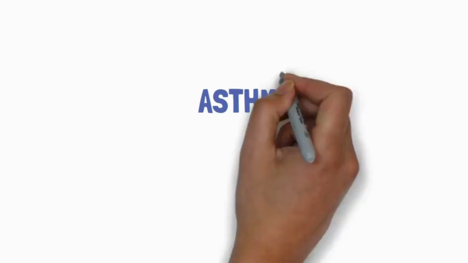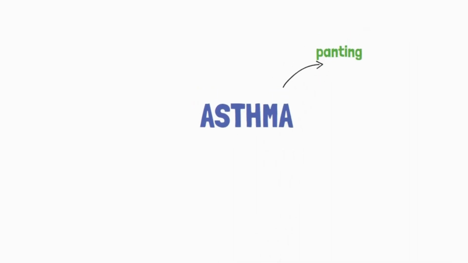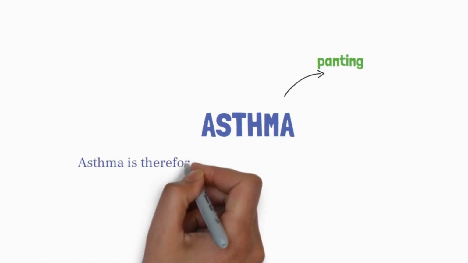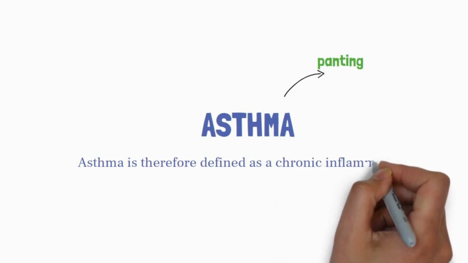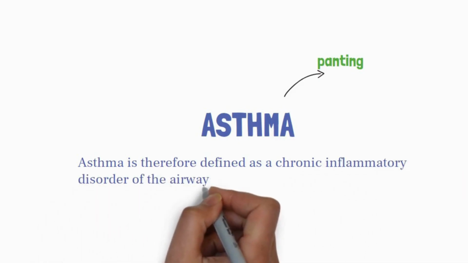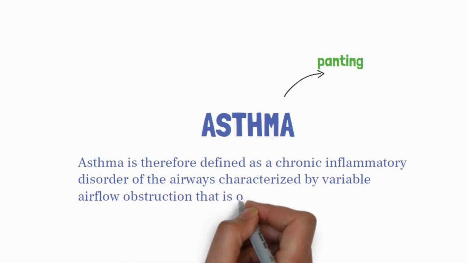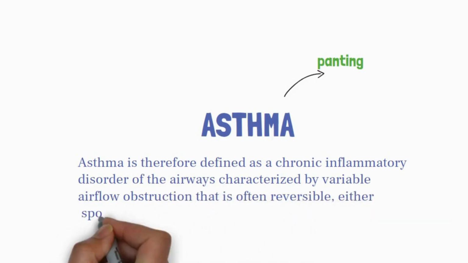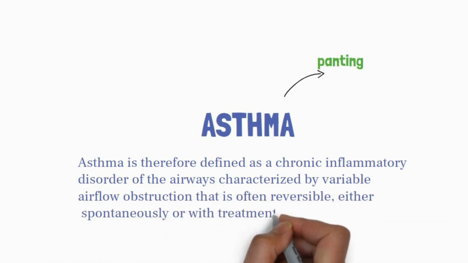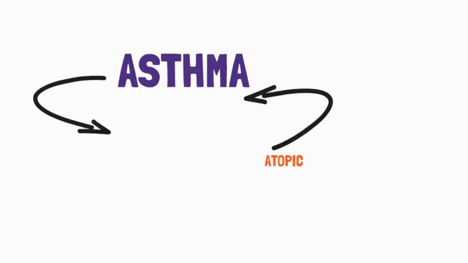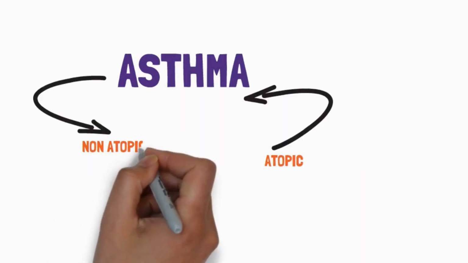Asthma comes from the Greek word meaning panting. Asthma is therefore defined as a chronic inflammatory disorder of the airways, characterized by variable airflow obstruction that is often reversible, either spontaneously or with treatment. Asthma can be divided as either atopic or non-atopic.